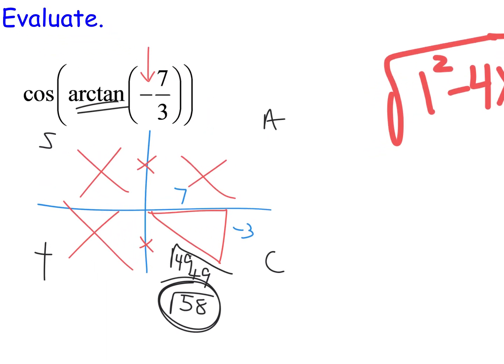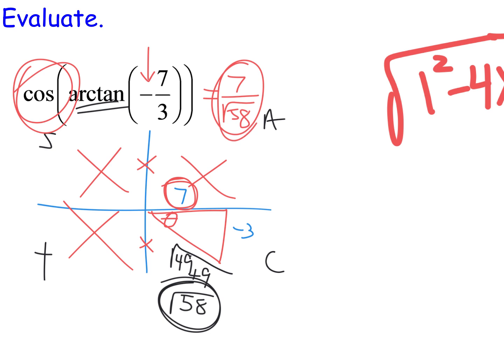Okay, back to this. Now I've got my sides, and I just have to do cosine. Dylan, give it a shot. Would it be 3 over square root of 58? What's cosine defined as? What over what? Negative 7 over square root of 58? This is not negative. I mean, sorry, 7. There we go. 7 over square root of 58.